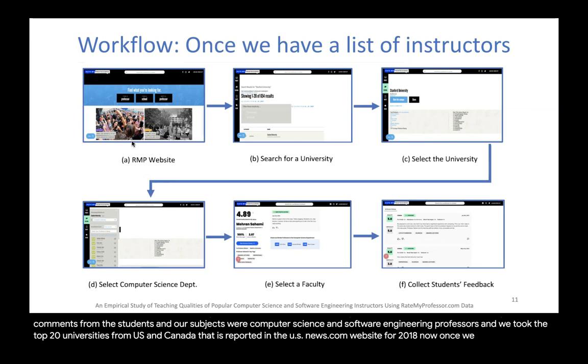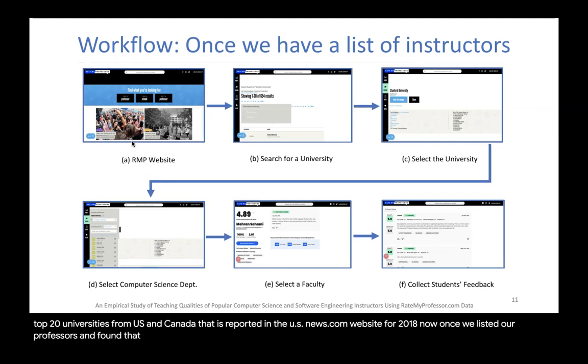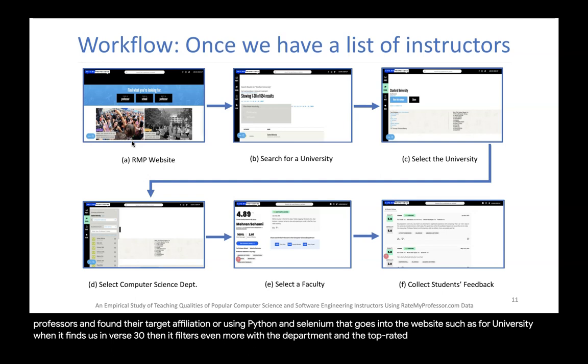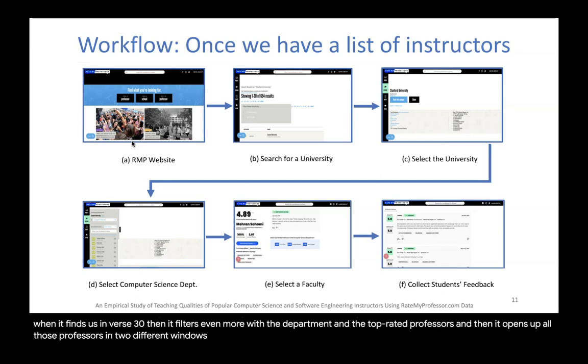Now, once we listed our professors and found their target affiliation or institutions, we built this web crawler using Python and Selenium that goes into the website, searches for a university. When it finds a university, then it filters even more with the department and the top rated professors, and then it opens up all those professors into different windows and captures their data and saves them in a JSON format.